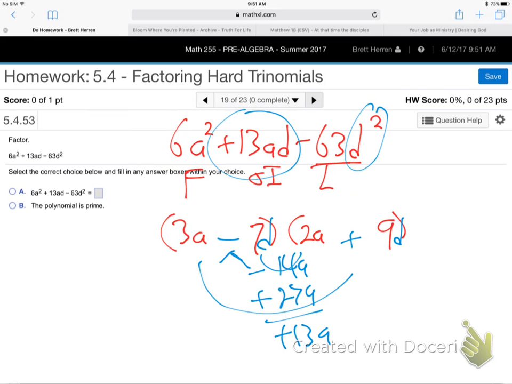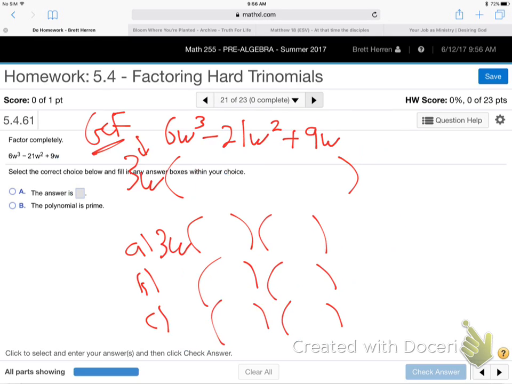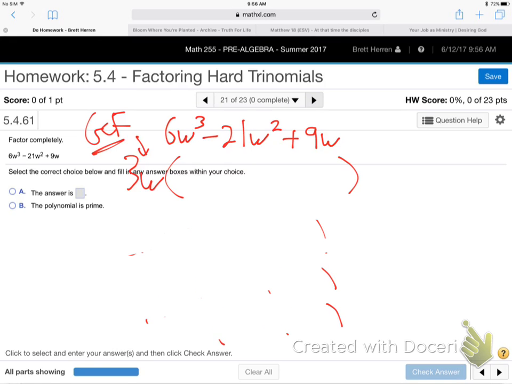Look back to the last one. Look at this. 6, 13, and 63. What goes in all? Nothing goes in 13. So there's nothing in common. Do they all have an A? No, the back one didn't have any. Do they all have a D? No, the front one didn't. So we never had anything in common on these other ones. But now, on this one, you look and go, they all have a W, and they all have 3 going into them. So sometimes they get a little easier when you take out the GCF, actually, huh?